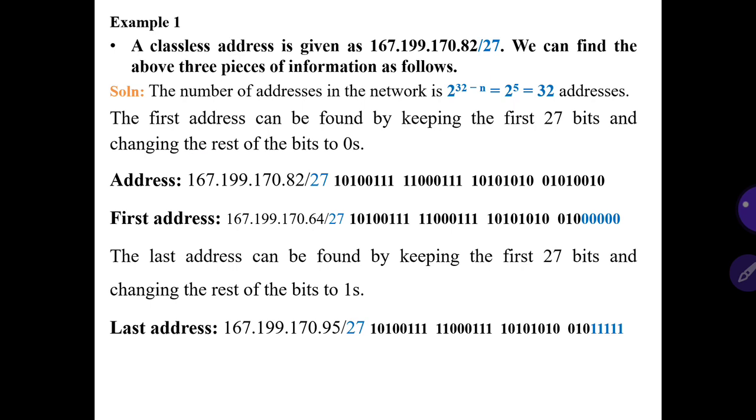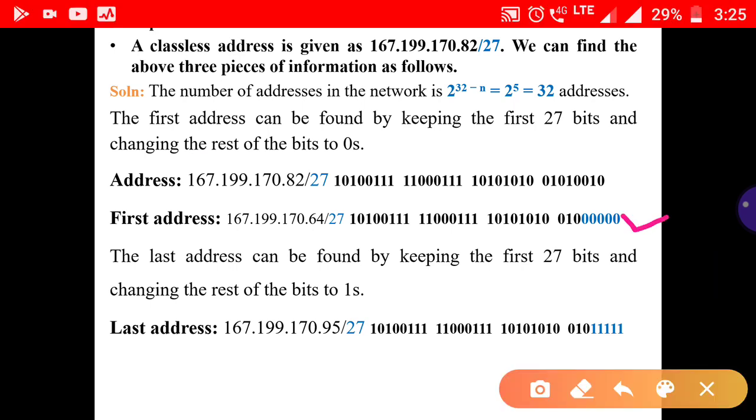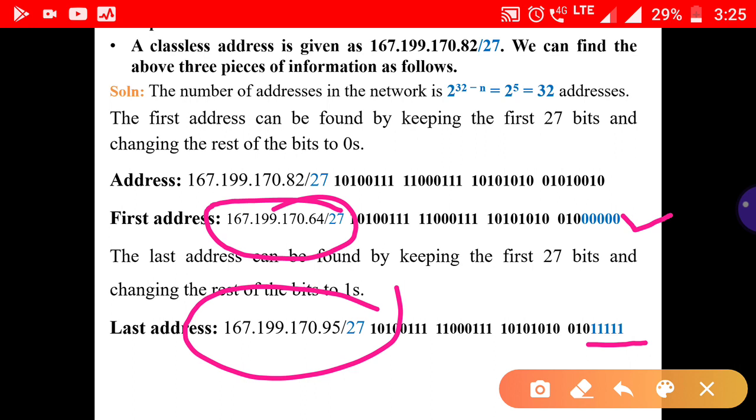The given address is 167.199.170.82/27. Binary notation also we are going to write it here. It is the given address. The first address is this one. The first address is found by setting the rightmost 32 minus n bits to 0, that is equal to 167.199.170.64/27. The last address is found by setting the 32 minus n bits to 1. 32 minus n is now 5 here, so the 5 rightmost bits are set to 1. The equivalent address is 167.199.170.95.